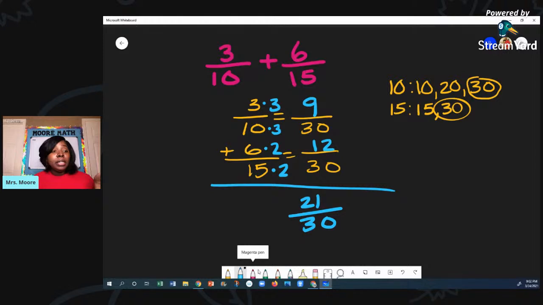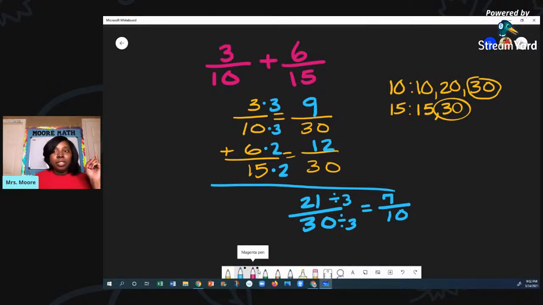Okay. We are going to need to reduce because I see a number that can go into both. Okay. 3. 3 can go into both. And 21 divided by 3 is 7. 30 divided by 3 is 10. Okay, which is fine.